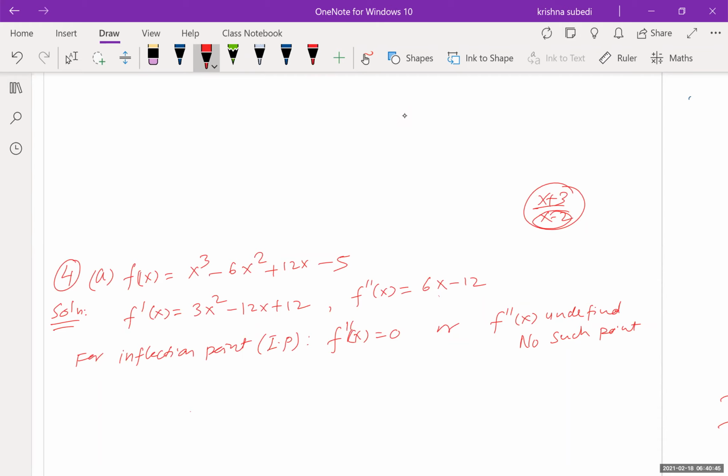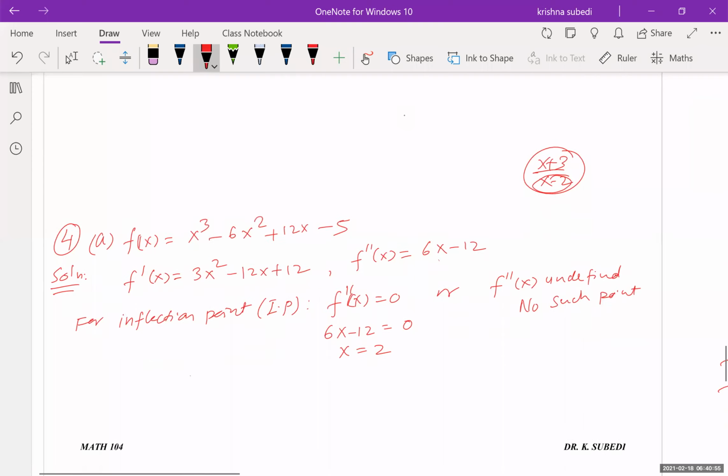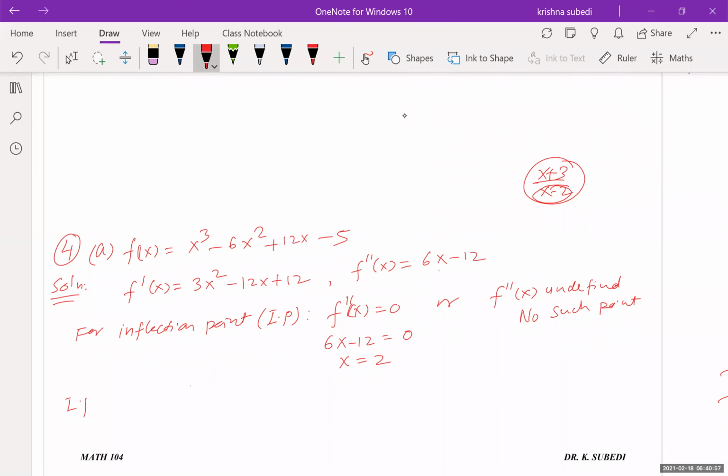Now, second derivative we can make it 0 by supposing this equal to 0, which means x equals to 2. So now your inflection point is x equals to 2. Okay, that's the x value. But if you want to calculate what is your y value, you can calculate that as well.